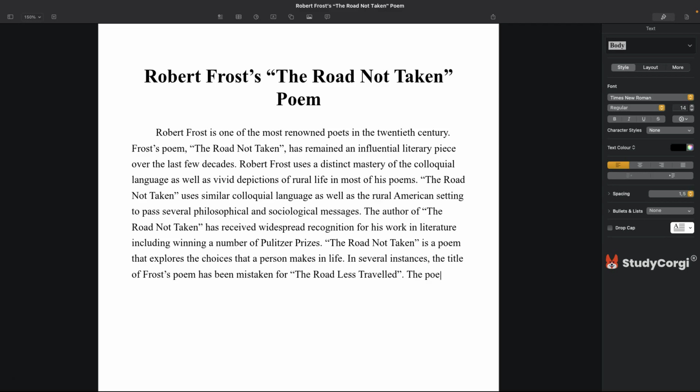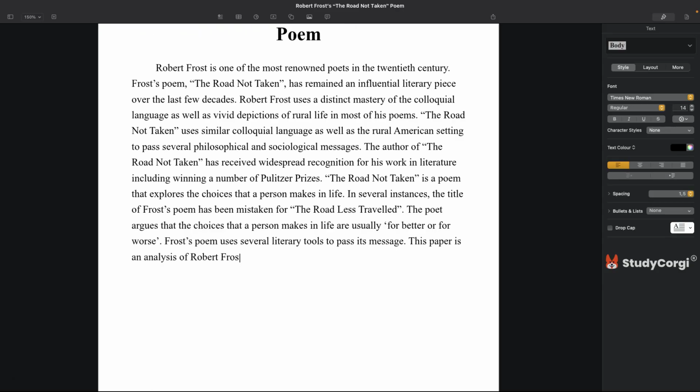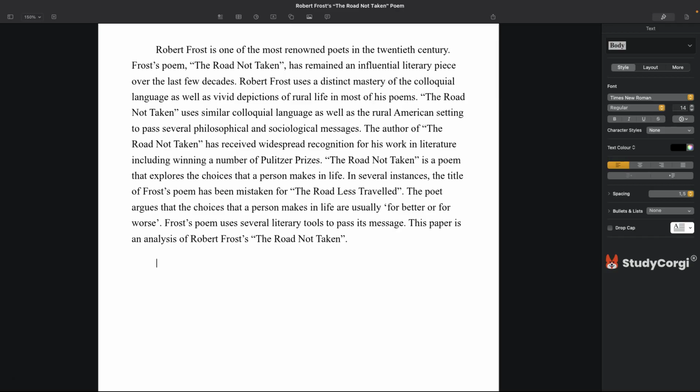The poet argues that the choices that a person makes in life are usually for better or for worse. Frost's poem uses several literary tools to pass its message. This paper is an analysis of Robert Frost's The Road Not Taken.